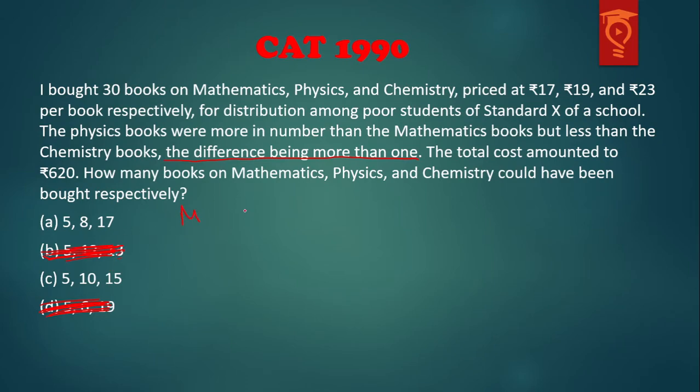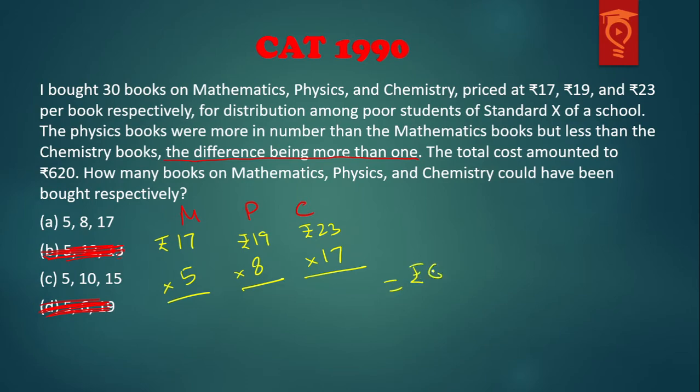So maths book, physics book, chemistry book, the costs of which are respectively 17 rupees, 19 rupees and 23 rupees. If I check the first option, so 5, 8 and 17, let me multiply and find out if the sum becomes 620 rupees or not. Let us check. 17 into 23 will be like 400 minus 9, 391. 19 into 8 would be like 38, 76, 152. It can also be done like 8 into 20 minus 8. And this is 85.